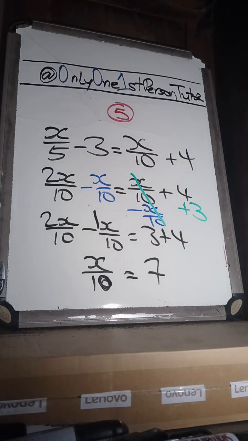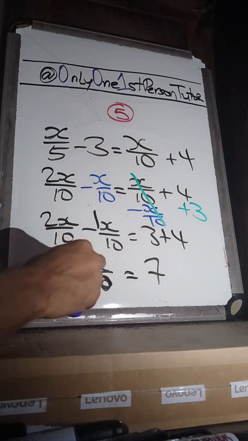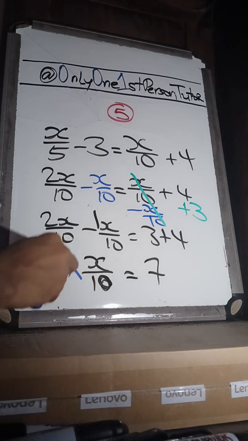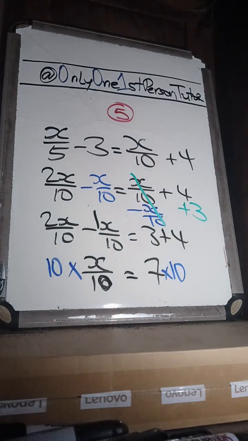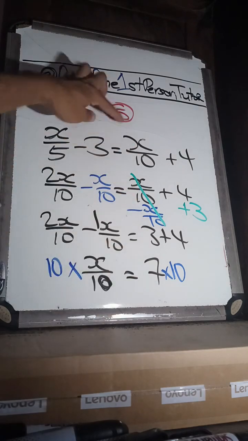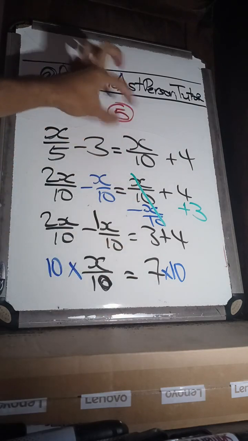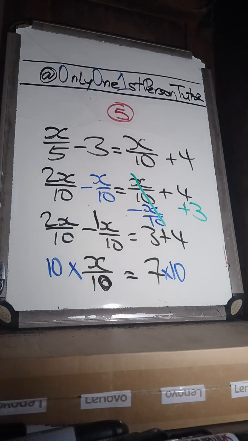We multiply both sides by 10. And that's easy, right? x is equal to 70. Now let's see what happens when we substitute the 70 up here. 70 over 10 is what? 7 plus 4 is 11. So the right side is 11.